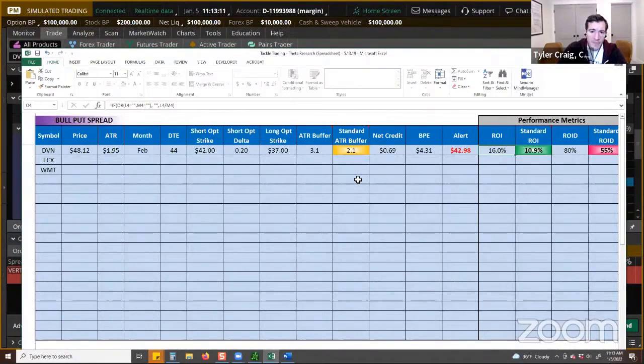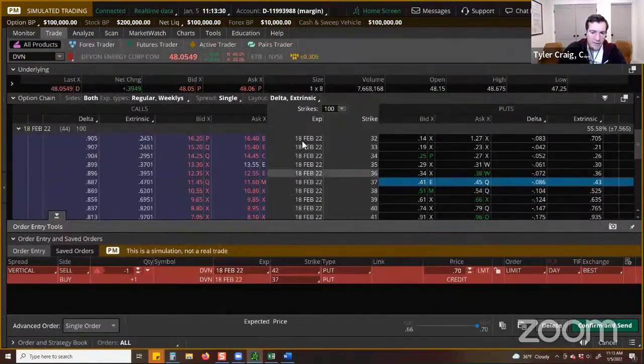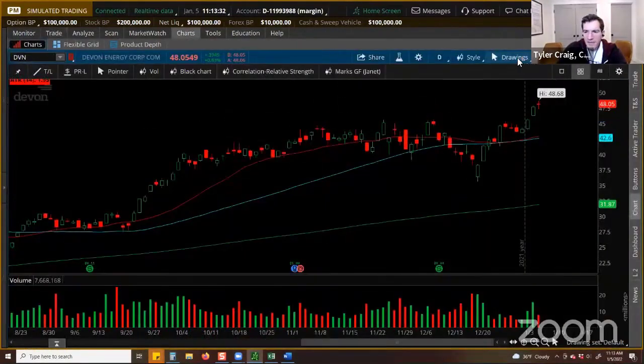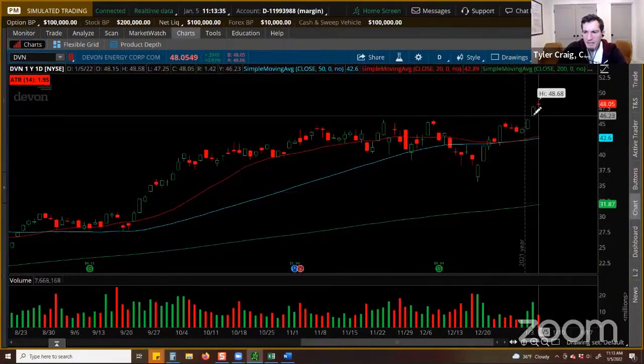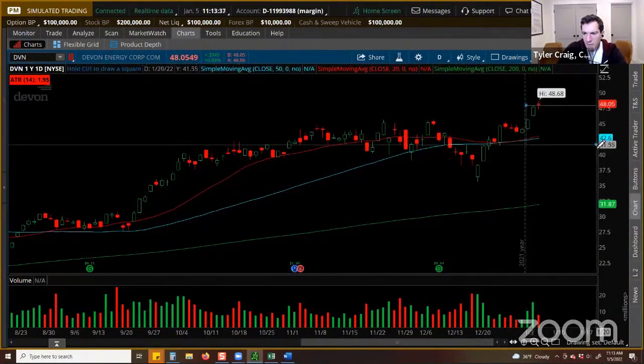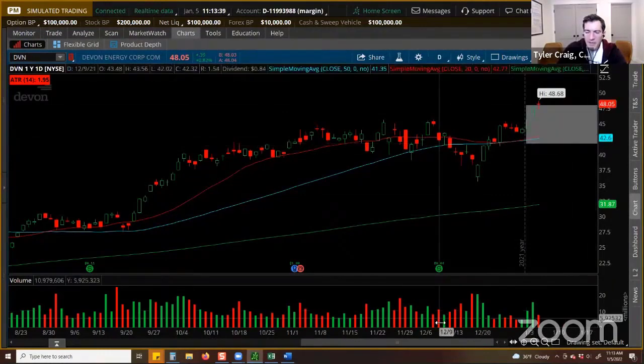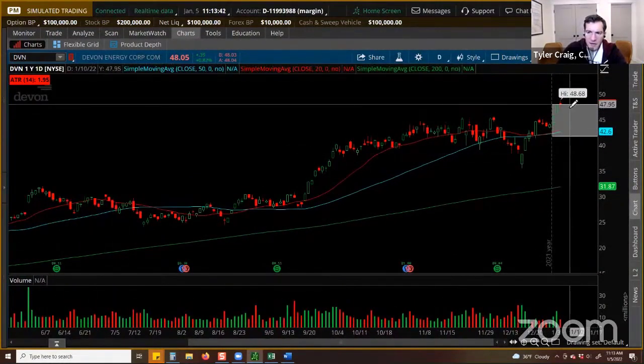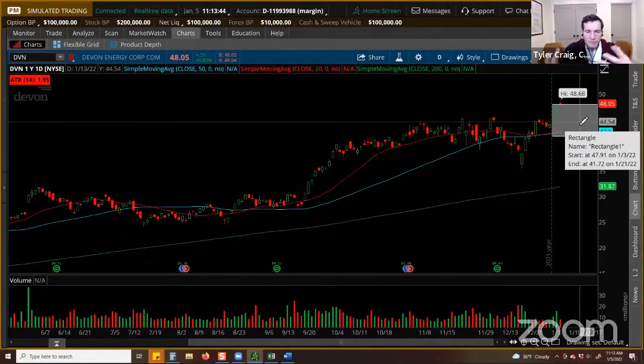Okay. The ATR buffer is 3.1. So this 42 strike price is about $6 out of the money, or about 3 ATRs. Okay, about 3 ATRs over a 44-day time frame. So think about that. If I can get 3 ATRs out of the money from 48 all the way down to 42, okay, think about what that implies about my breathing room, right?